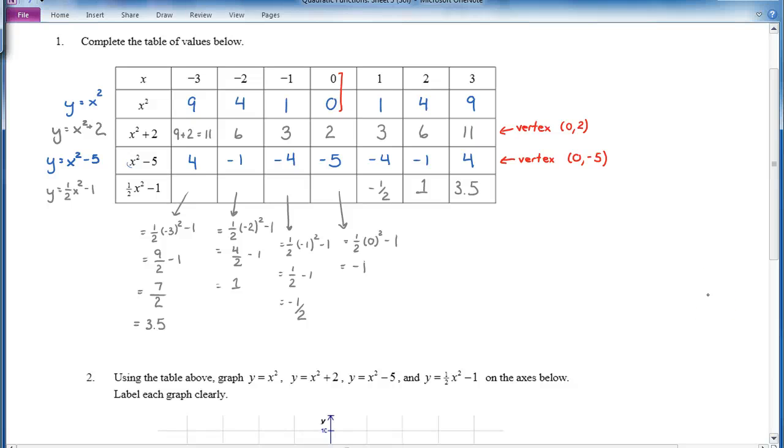Hello. In our last video, what we did was we filled in this table of values. On the surface, it's simply saying if we have the value of x of -3, -2, -1, 0, 1, 2, and 3, and we have x squared plus 2, x squared minus 5, 1/2 x squared minus 1, what would be the output if we put -3 into it, -2 into it, and so on and so forth?